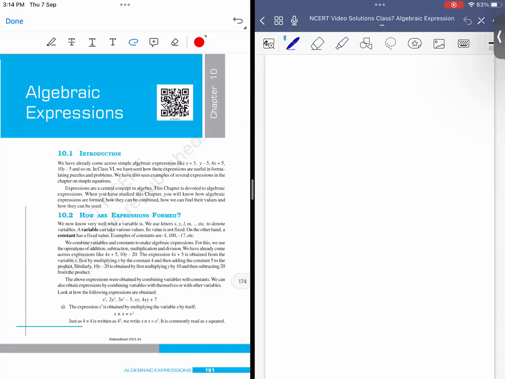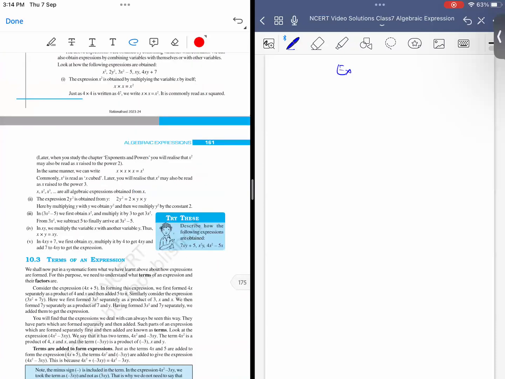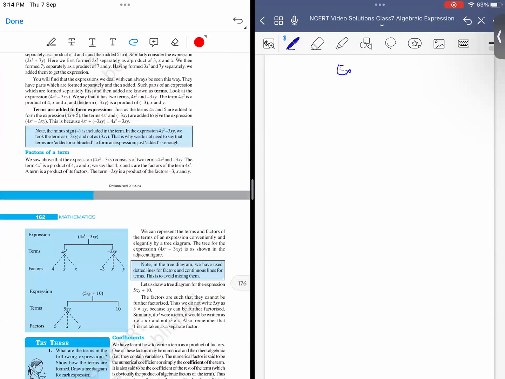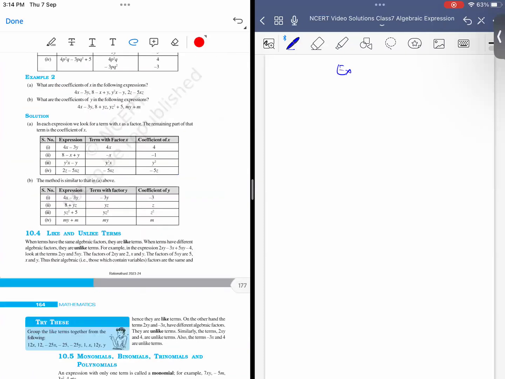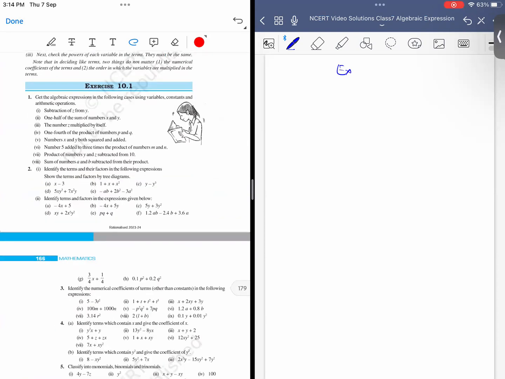Hi, in this video, we'll see the solution for algebraic expression, chapter 10, NCERT. We'll directly come to the exercises. So the first exercise under this is exercise 10.1, as you can see on the screen. Starting with question 1, you read it.